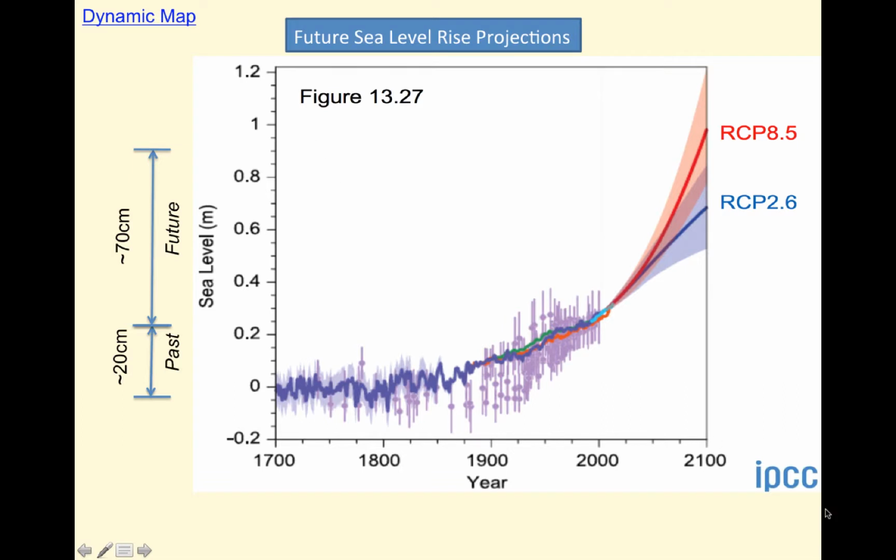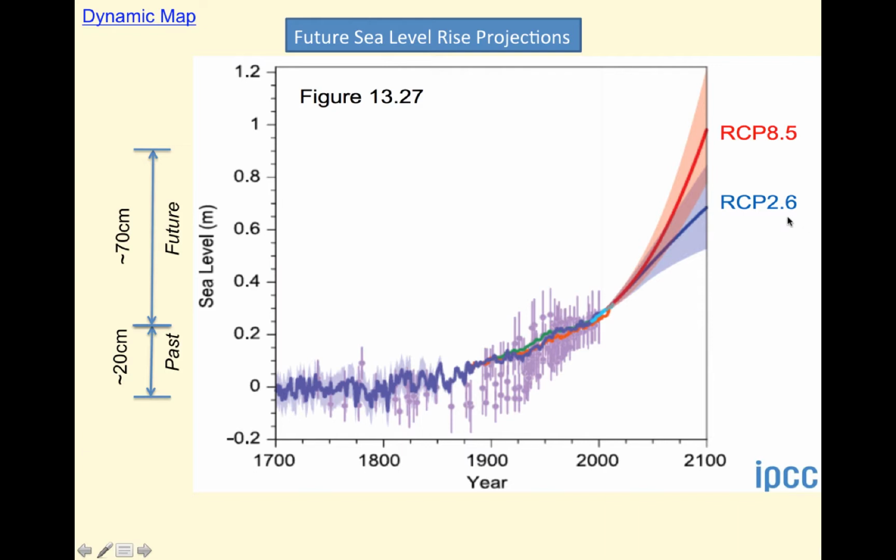So the latest IPCC scenario projections for sea level rise, we see that the RCP 8.5 gives us 1 meter total sea level rise from about the beginning of the Industrial Revolution. Again, we went up about 20 centimeters till about the year 2000. They're predicting another roughly 0.8 meters sea level rise on top of that.